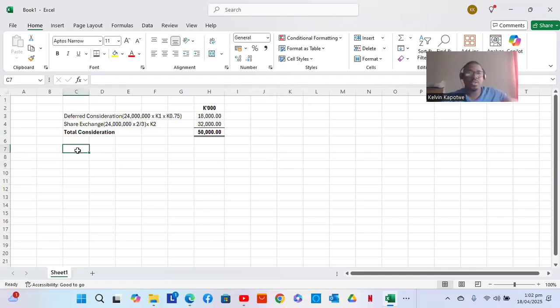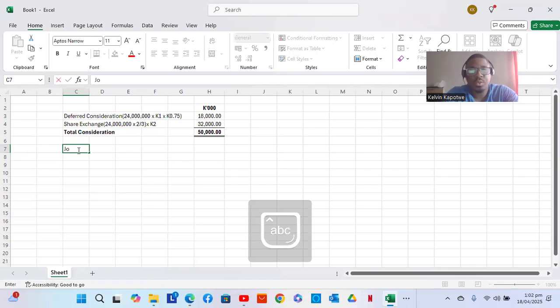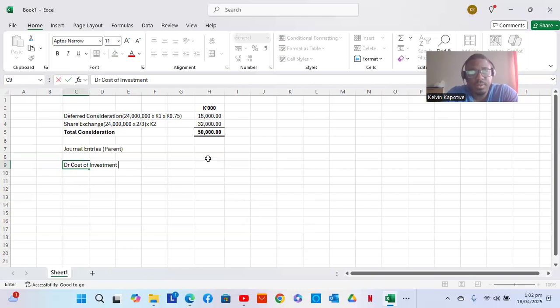But now the question asks us to show the journal entries in the parent's books, right? So we need to show the journal entries in the books of the parent. So what we are going to do is debit the cost of investment for the parent. Even here, let me just take out my zeros for consistency's sake.